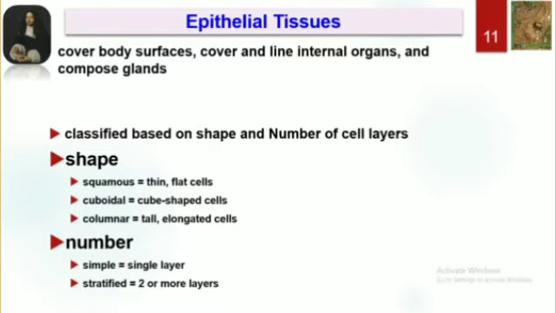They are classified on the basis of shape and number of cell layers. On the basis of shape, it can be squamous, where cells are thin and flat, cuboidal, where cells are cubical, and columnar, where cells are tall and column-like. On the basis of number of layers, if there is a single layer, it is called simple epithelium, and if there are two or more layers, it is called stratified epithelium.